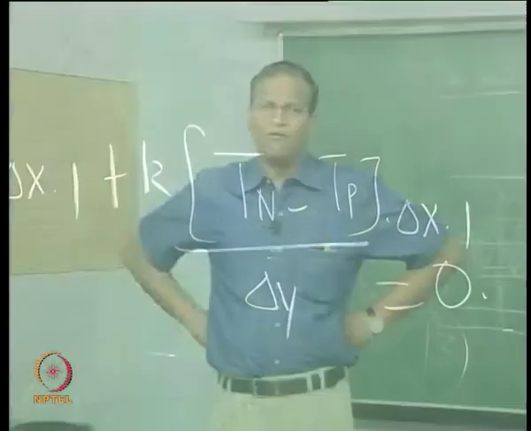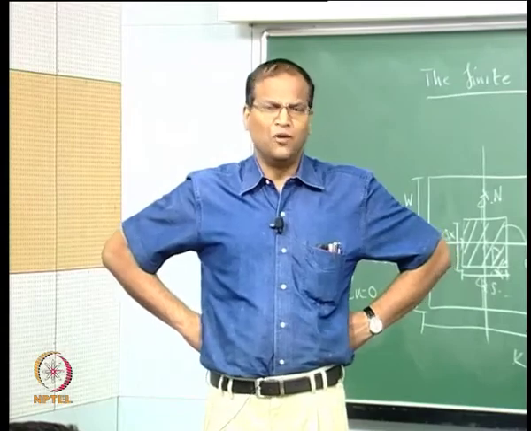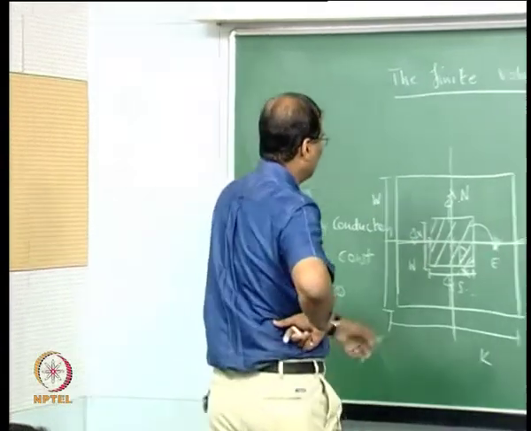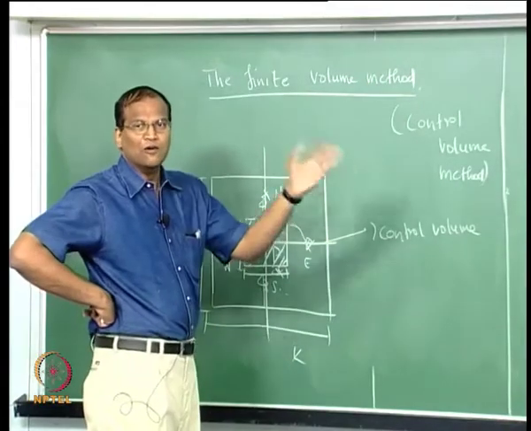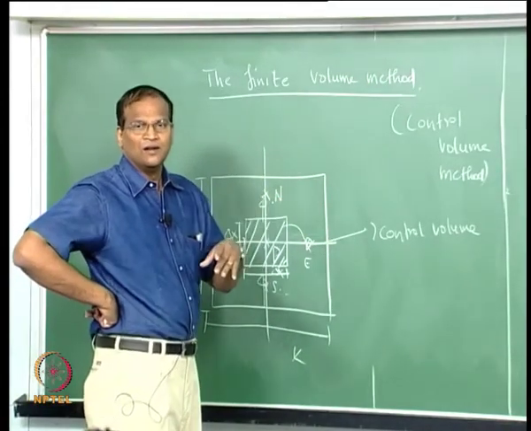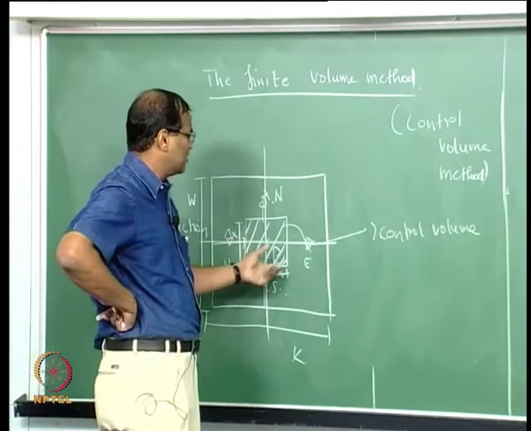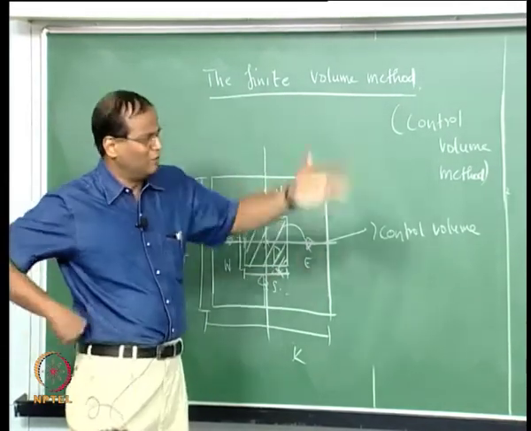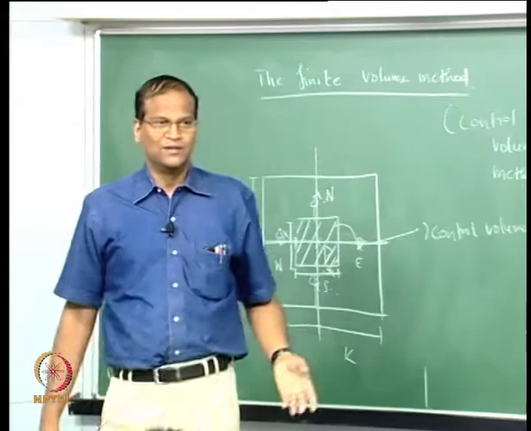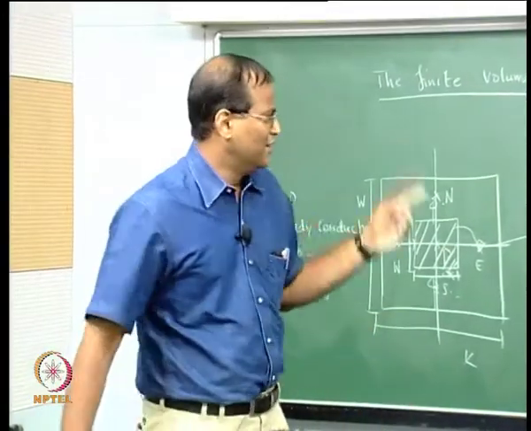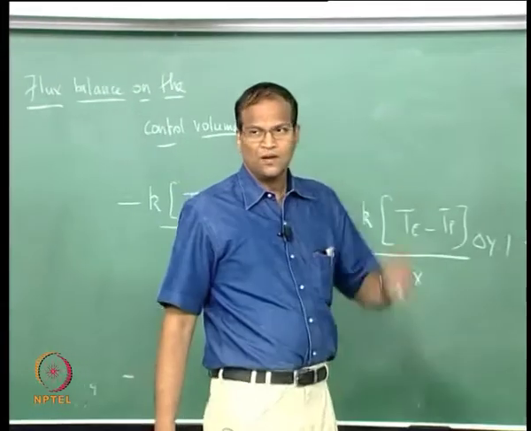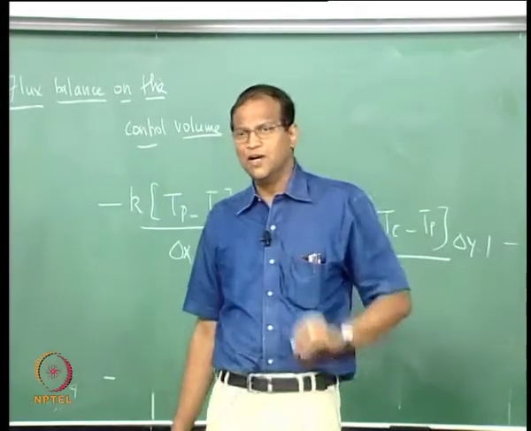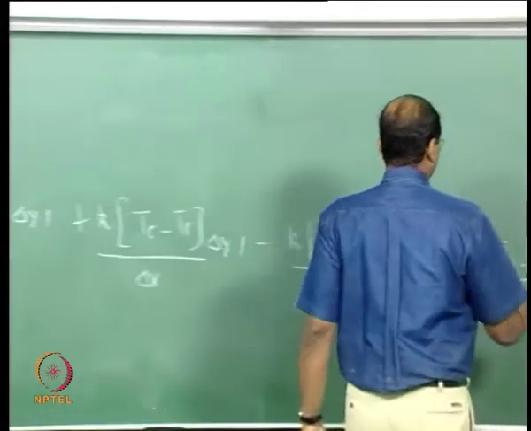If you want, algebraic sum of all the fluxes plus whatever is generated; if you want generation, qv into delta x into delta y into 1 you can add. If it is not equal to 0, rho Cp into delta x into delta y into 1 into dou T by dou tau, whatever you want you keep on adding, that is all, okay. Now what is the equation number? We will start with 1, okay.